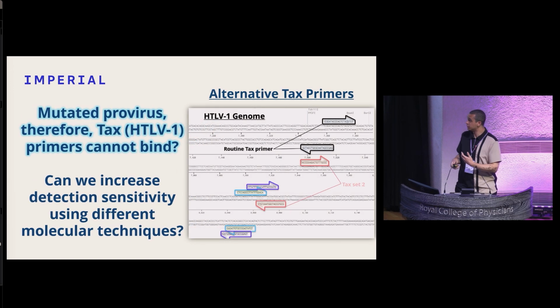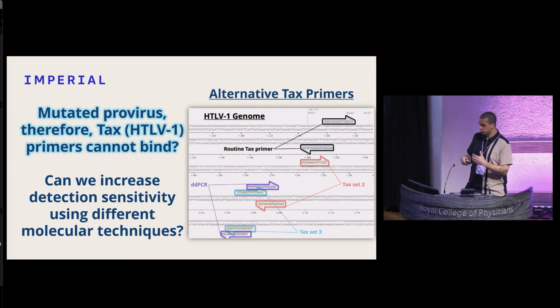So in regards to the mutated provirus, we used alternative TAX primers, which you can see here are targeting different regions of the HTLV1 provirus. So if these patients had a mutation in the routine TAX primer binding site, we may be able to detect them using these alternative TAX sets.